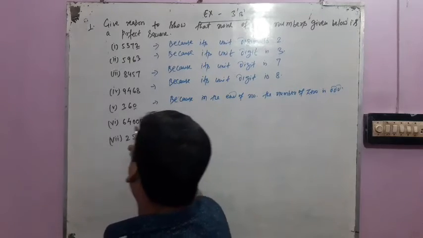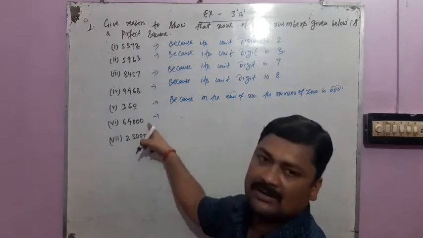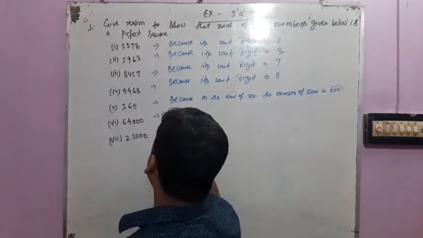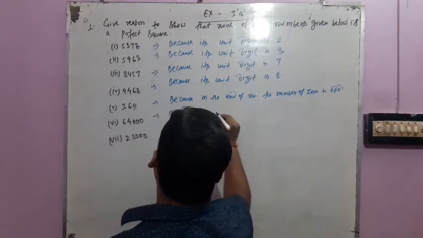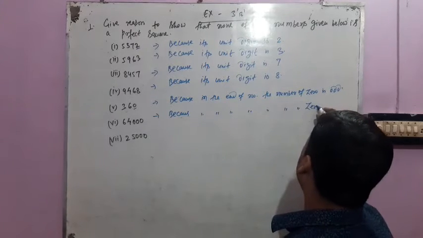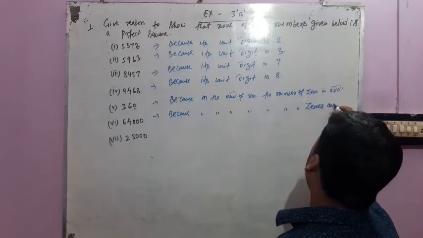Here how many zeros are present? 3 zeros. 3 is also an odd number, so the same reason here: because in the end of the number, the number of zeros is odd.